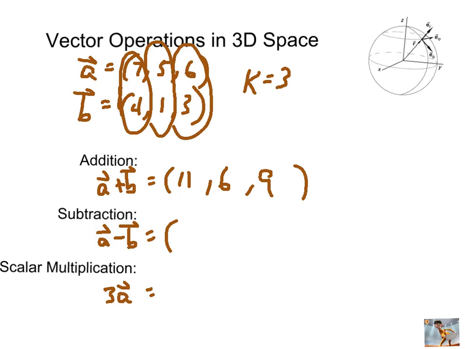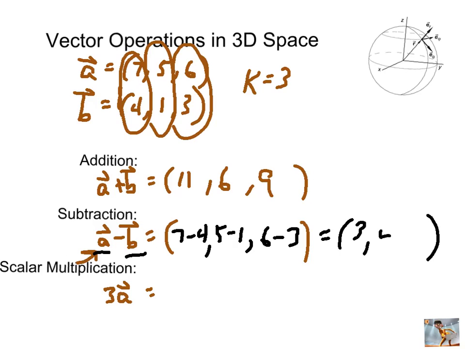Let's subtract them. This is not commutative, so whatever vector comes first, if vector A comes first, well then the A values come first. 7, 5, and 6 come first. Actually, let me just write this out. I don't want anyone to miss it. Okay, this is good stuff right here. So it's going to be A minus B. So that's going to be a 7 minus a 4. That's going to be a 5 minus a 1. And that's going to be 6 minus 3. And that's going to give us 3, 4, 3. Nice. What's next?